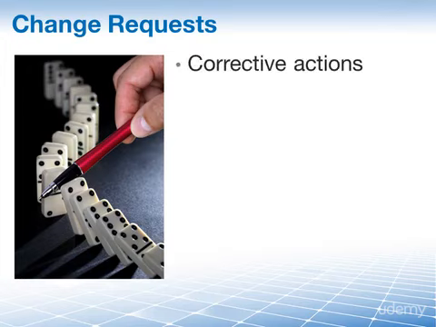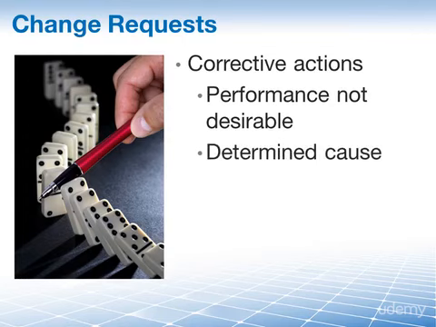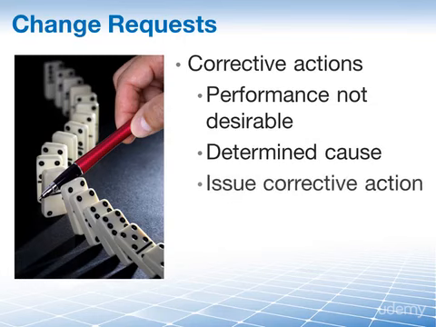First, corrective action. This comes into play when we see past performance that is not desirable. We use variance analysis to determine the cause for this, and we issue corrective action that should help us eliminate the cause and also reduce or remove the variance.